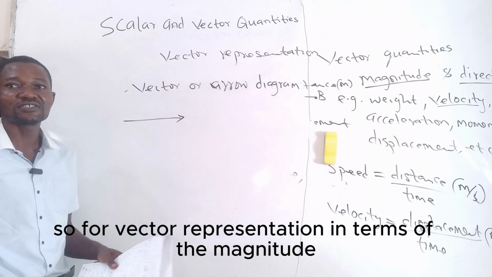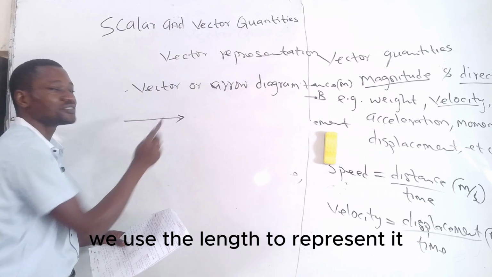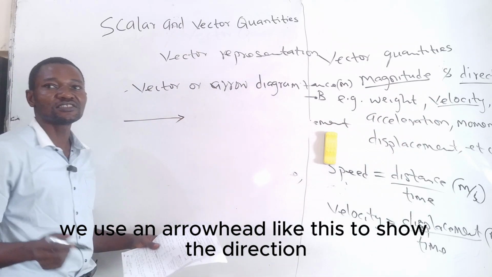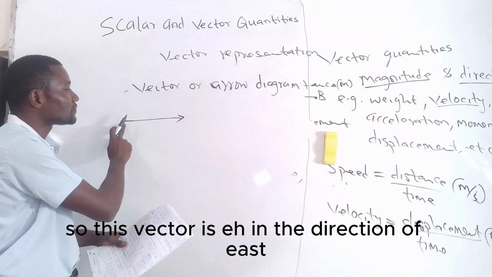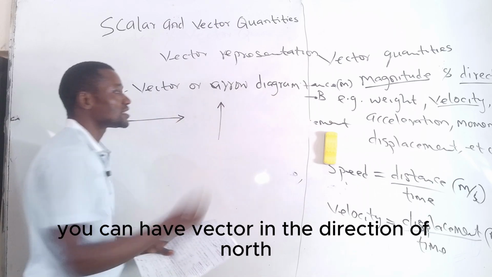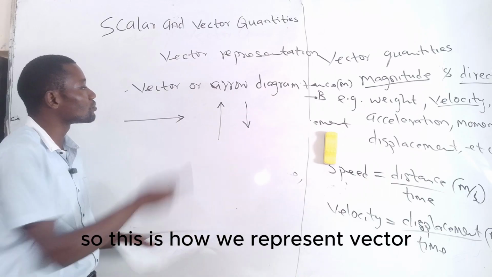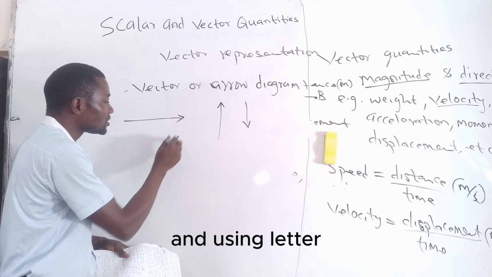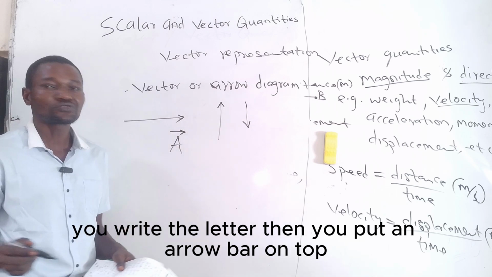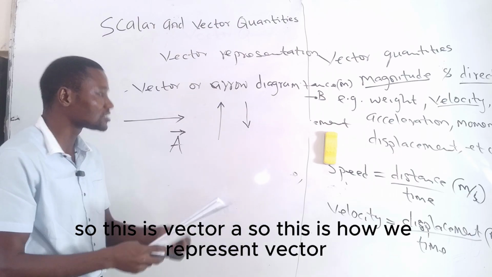So for vector representation, in terms of the magnitude, we use the length to represent it, while in terms of direction, we use an arrowhead like this to show the direction. So this vector is in the direction of east. You can have a vector in the direction of north, a vector in the direction of south. So this is how we represent a vector. And using a letter, you write the letter, then you put an arrow bar on top. So this is vector A. So this is how we represent a vector.